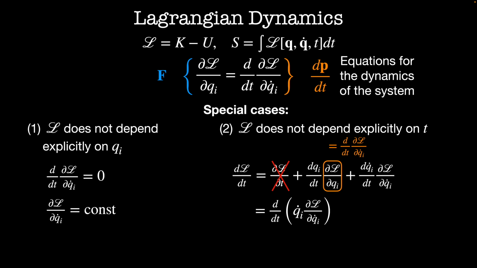So I can collect all of the terms and I get d by dt of the Lagrangian minus qi dot times the partial derivative of the Lagrangian with respect to qi dot is equal to 0. Or equivalently, I can integrate this and I end up with L minus qi dot times dL by dqi dot is a constant. Both of these methods convert the second order Euler-Lagrange equation into a first order equation with an integration constant that comes from the boundary conditions.